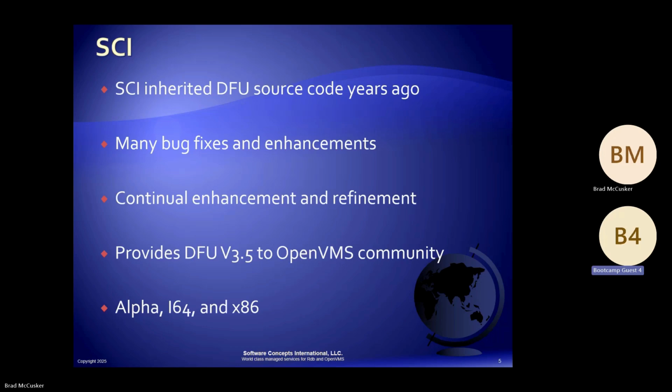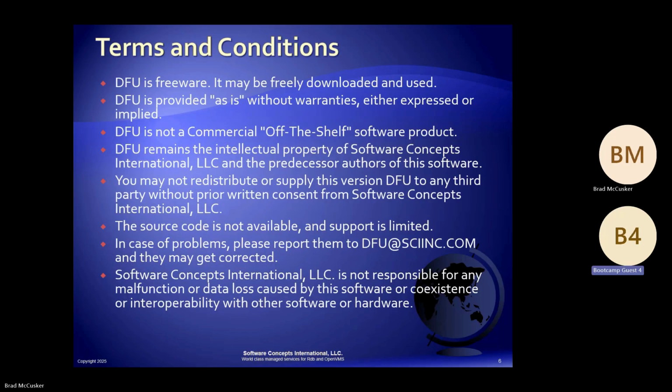Today, we actually provide DFU version 3.5, I think it says there, to the community. It runs on Alpha, I64, and x86. And by the way, it was really x86 that became the driver for us to make it publicly available. When we took it to x86, it became very clear that other people are really going to want this as x86 rolls out. So we talked again with Jur and Tom and got the okay to start distributing it.